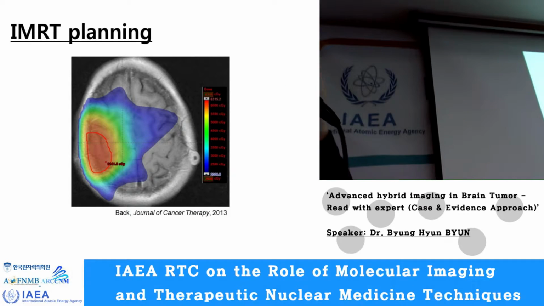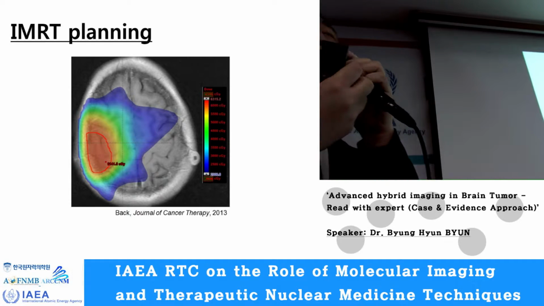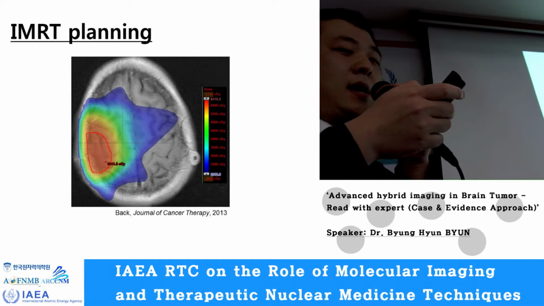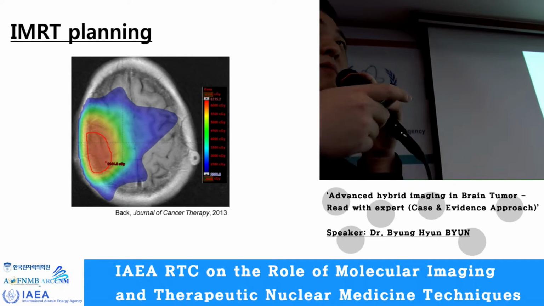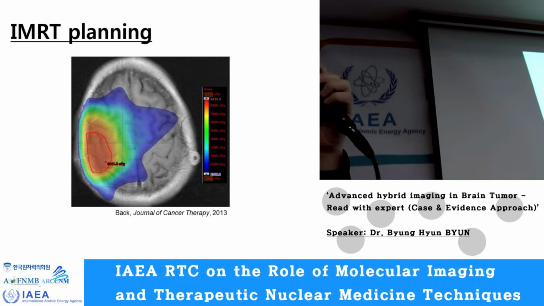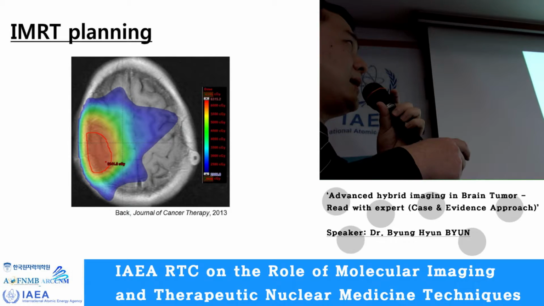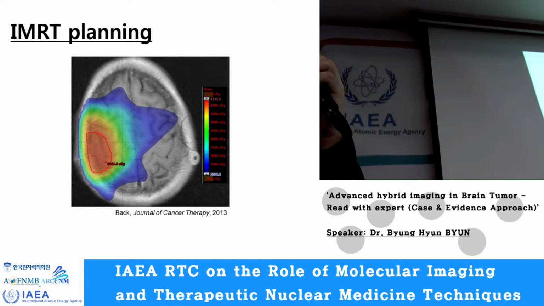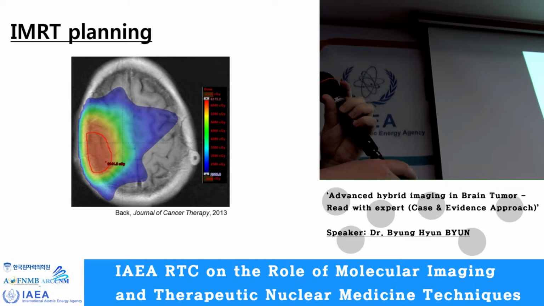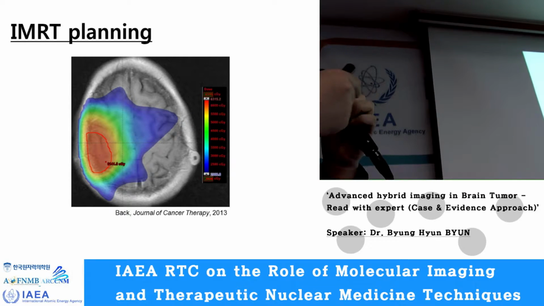After the co-registration of FDG PET and MRI, we can apply this imaging for the radiotherapy planning. Nowadays, IMRT, intensity modulation radiotherapy, is widely used. IMRT is defined as the intensity modulation according to the tumor region.